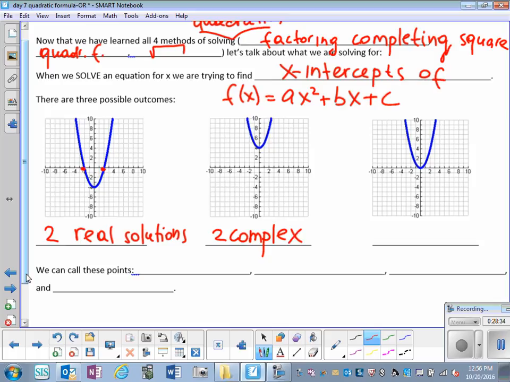And when my graph, my parabola touches x-axis in just one point like this, I have only one x-intercept, right? Will I have real solution or complex solution? Real. And how many? One. Just one real solution.